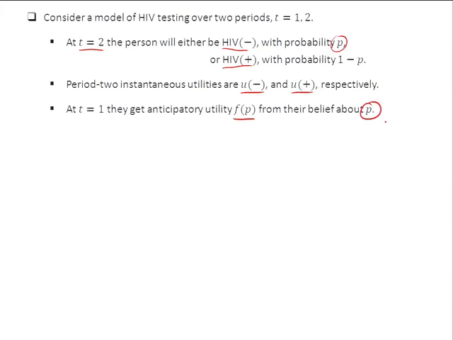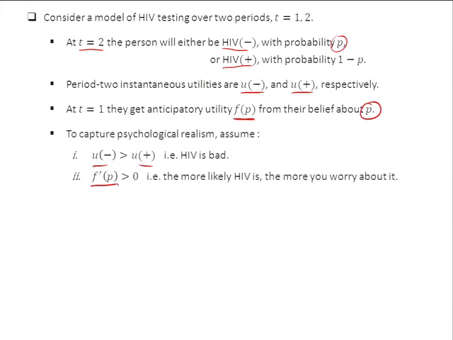Now, if I believe there's no chance whatsoever, I mean, currently my probability of having HIV next year is exactly 0. Hooray, congratulations, healthy living. And so my f of p is based on my belief that it's not going to happen. To capture some psychological realism, we're assuming that u minus is bigger than u plus. HIV is a bad thing. And also that the first derivative of this f function is positive. In other words, the more likely you believe you are to get HIV, the worse you feel now because you worry about it more.